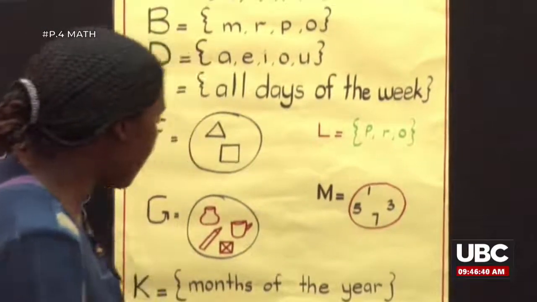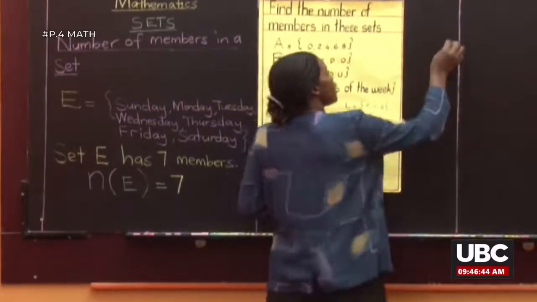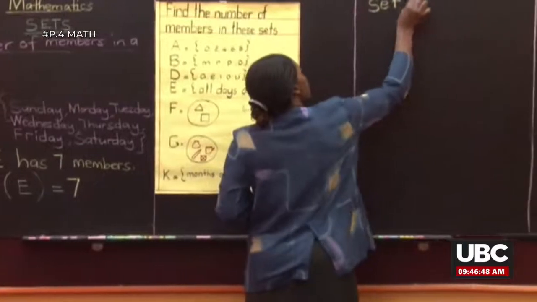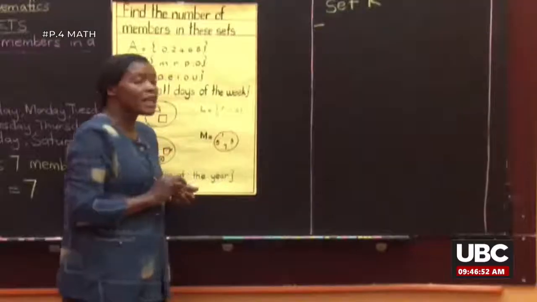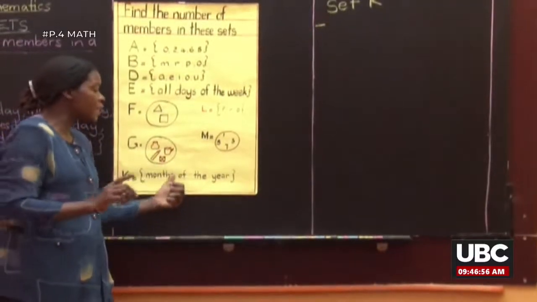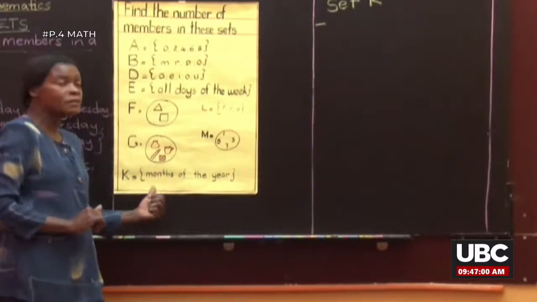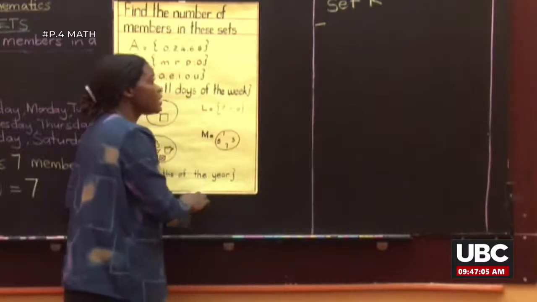Now, the members in this set, let us put them down like this. They are originating from set K. And this time, let us just list them down. Let us not put them in the set, but let us list them down. After listing them down, we shall have to count them.